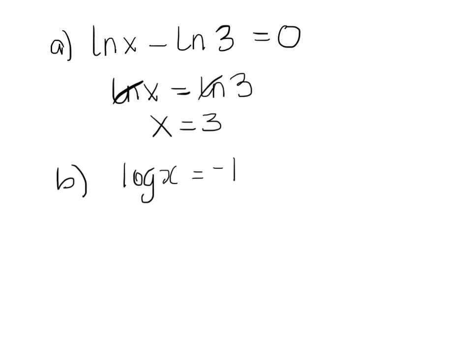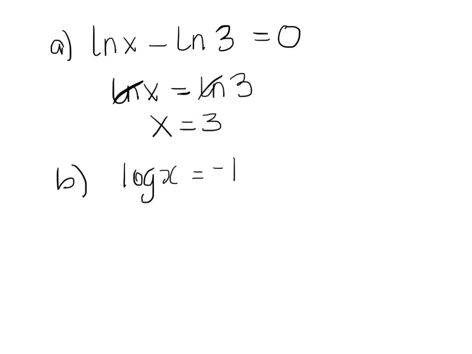Alright, let's give you some to try. The first one you should try, ln x minus ln 3 is equal to 0. Give it a try, give it a pause, use all your strategies. Okay, I get an answer x equals 3. I decided to use the one-to-one property. I could add the ln 3 to the other side and use one-to-one.